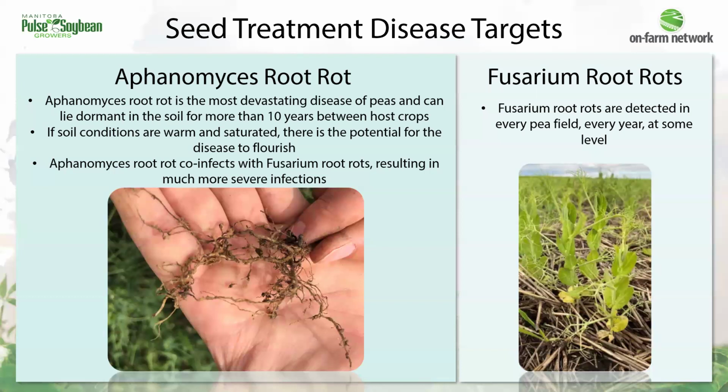Aphanomyces root rot can be the most devastating disease to a pea field if soil conditions are on the warm and saturated side. And although Fusarium root rots can be detected in essentially every field at any given time, once Aphanomyces root rot co-infects with Fusarium, the infection of the root becomes much more severe and is more devastating than either Aphanomyces or Fusarium on its own.